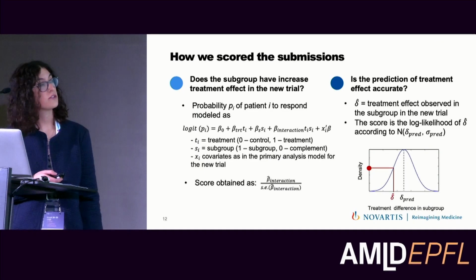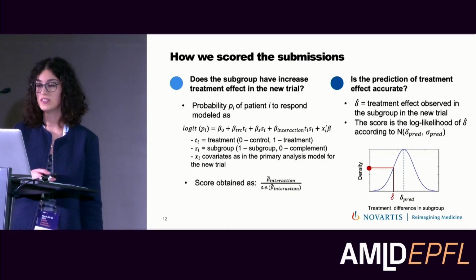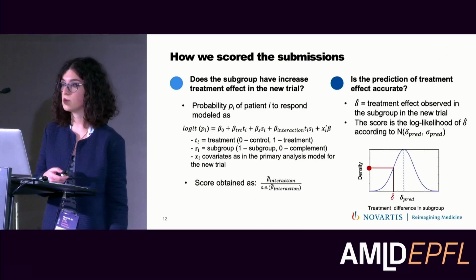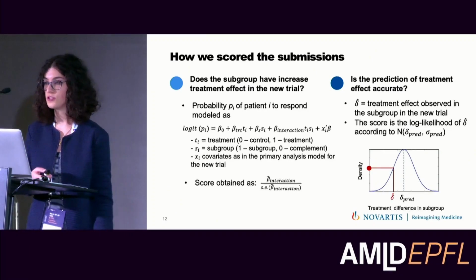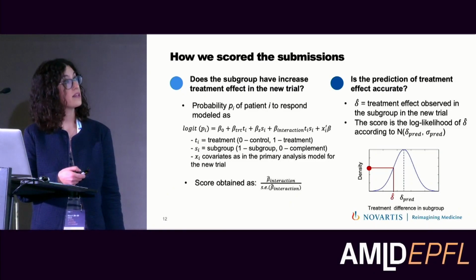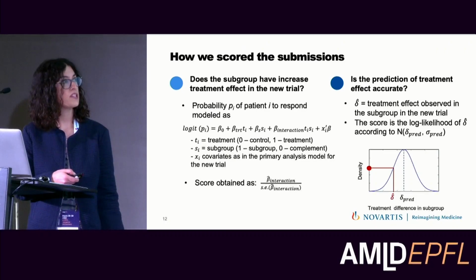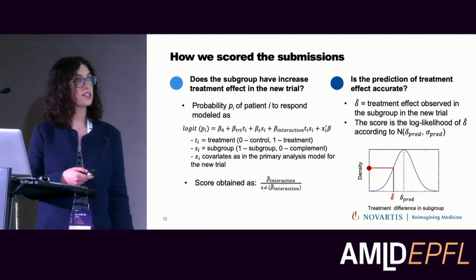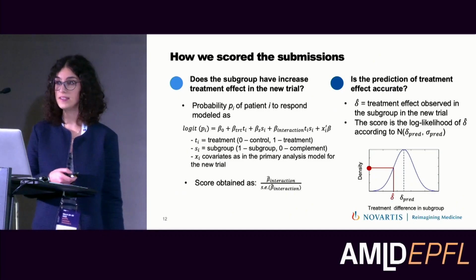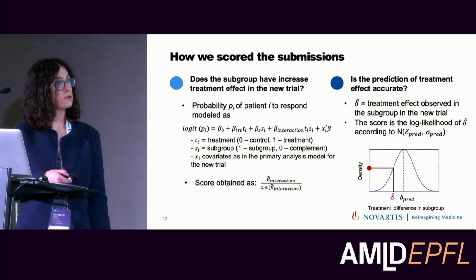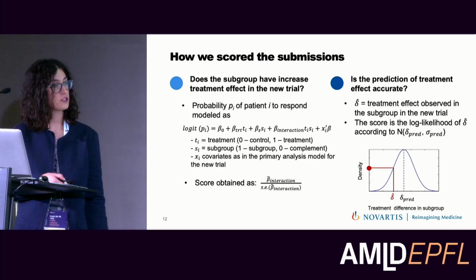The second criterion that we used evaluates how accurate is the prediction of treatment effect that the participants proposed. In the new trial, we can measure what is the observed treatment effect for that subgroup, and we call this measure delta hat. Then the participants submitted their prediction for this value, which is delta pred. So our second score is the log likelihood of the observed value delta hat according to a Gaussian distribution centered around their prediction delta pred and with a standard deviation equal to the uncertainty that they've submitted, sigma pred.